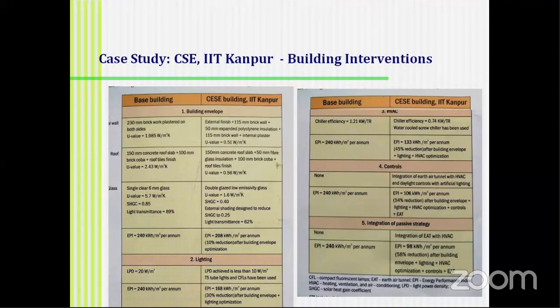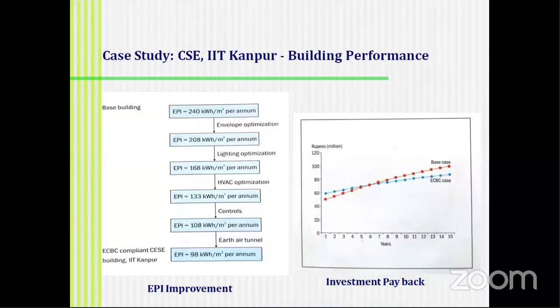And EPI, just through the building envelope measures, in fact, like this, they have all the interventions put forth, and then you can see very clearly, it's summarized. Just through building envelope optimization, the energy performance index came down from 240 kilowatt hour to 208. Then further through lighting optimization, they used more LED and CFLs instead of the conventional light bulbs. See what the difference is, 168 kilowatt hour.